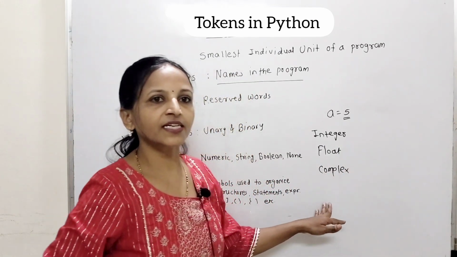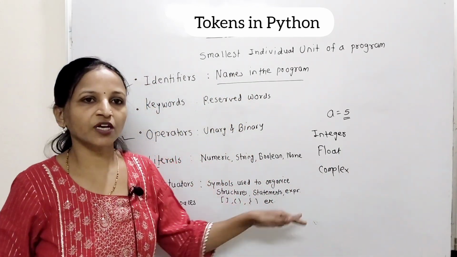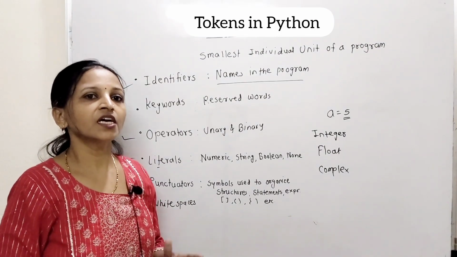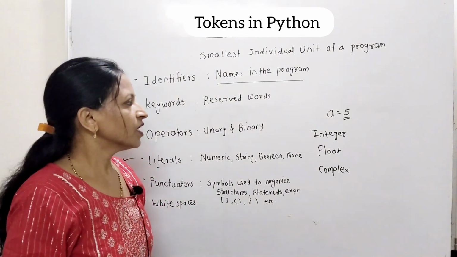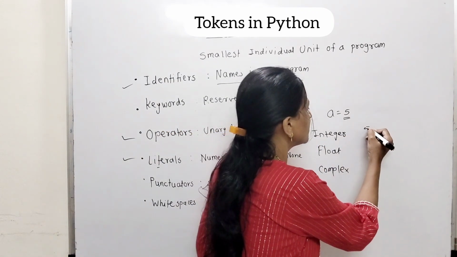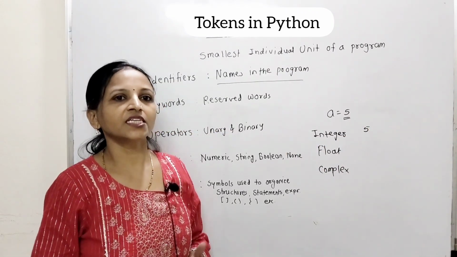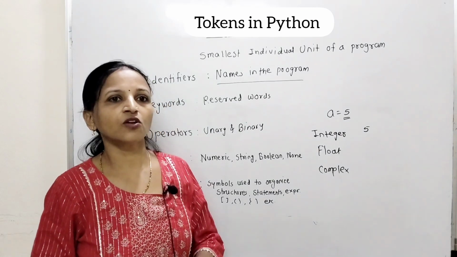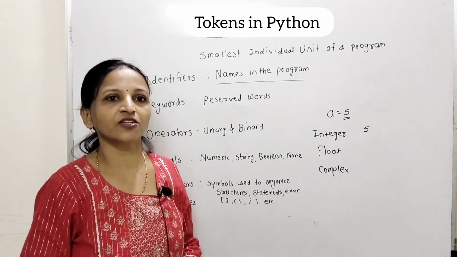The complex data type is present in Python, so complex numbers you can directly use in Python programming. Integer literals are like 5, which is an integer literal. Again, you can represent integer values in the form of octal, hexadecimal, or binary also.